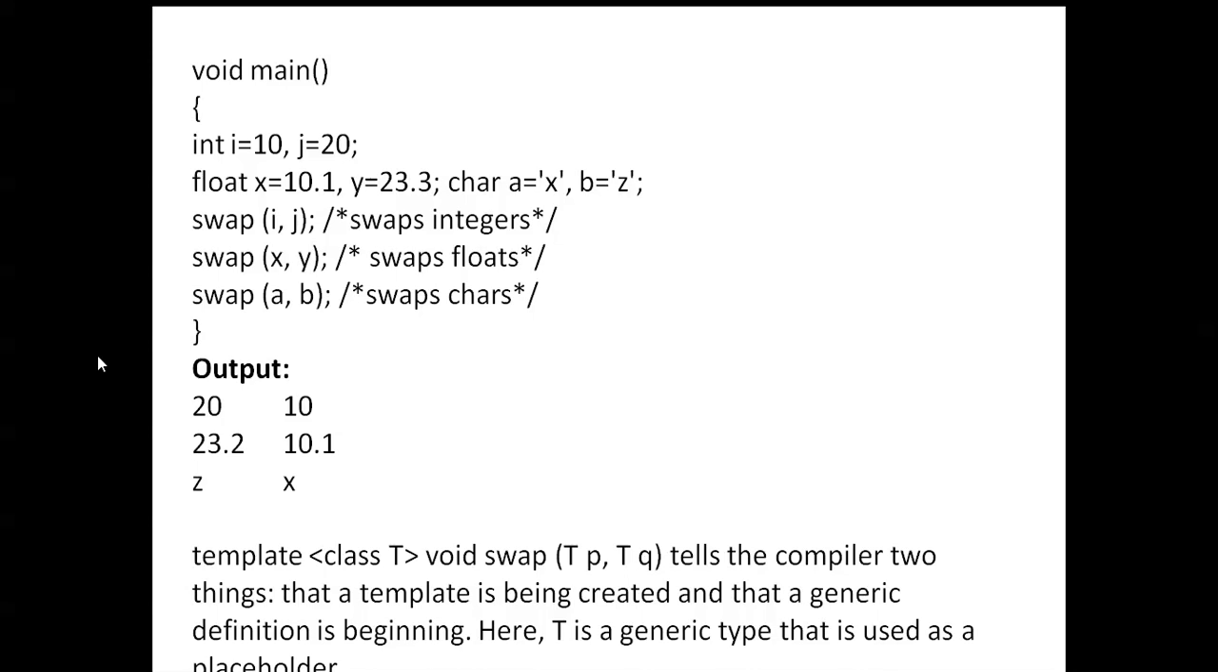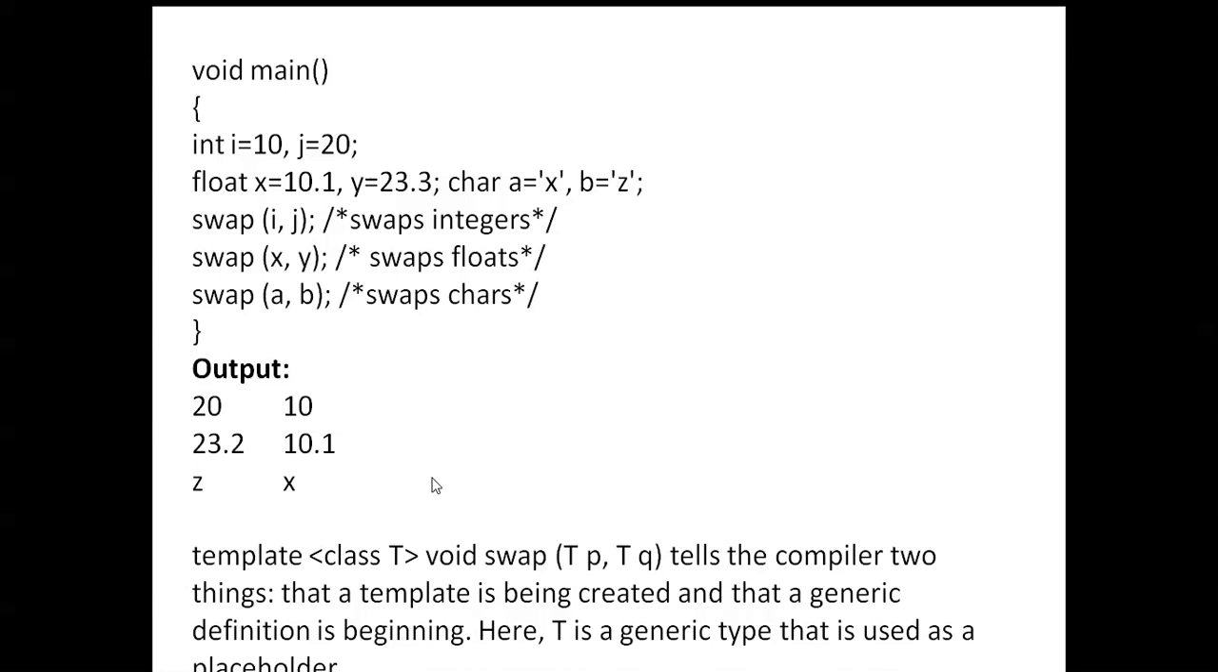Listen, here you can see: int i is equal to 10, j is equal to 20, float x is equal to 10.1, y is equal to 23.3, char a is equal to x, b is equal to z. Next, the output: those values are interchanged, 20, 10. Next 23.3 and 10.1, z here, x here.